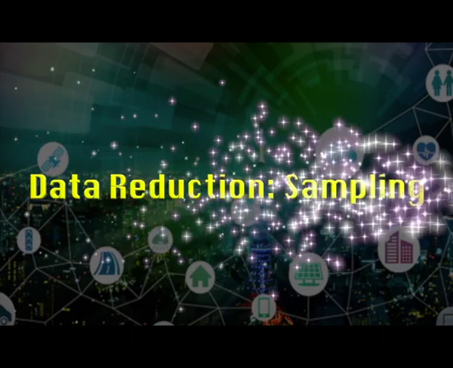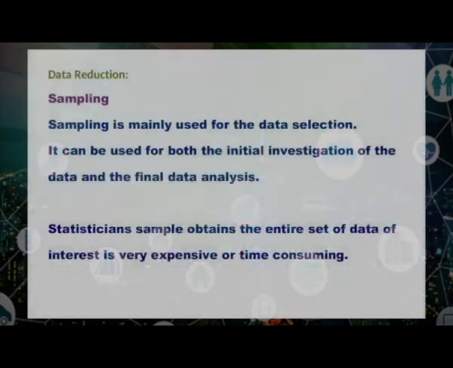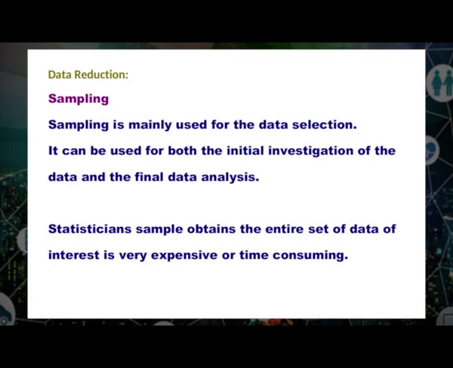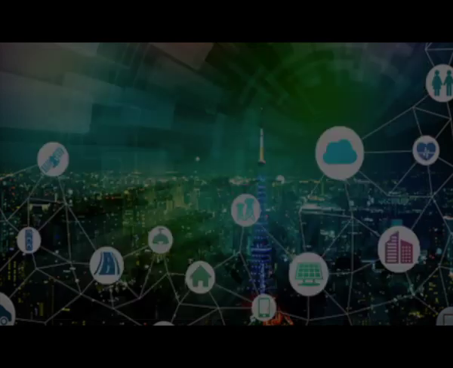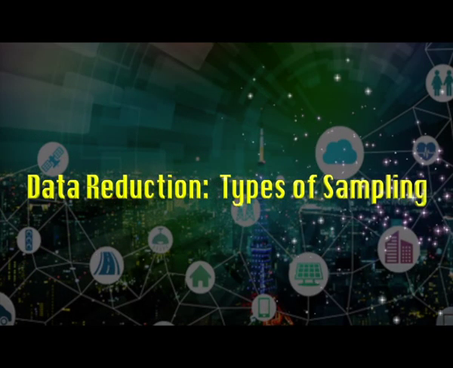Data reduction by sampling. Sampling is mainly used for data selection. It can be used for both the initial investigation of the data and the final data analysis. Statisticians sample because obtaining the entire set of data of interest is very expensive or time consuming. Now, types of sampling.